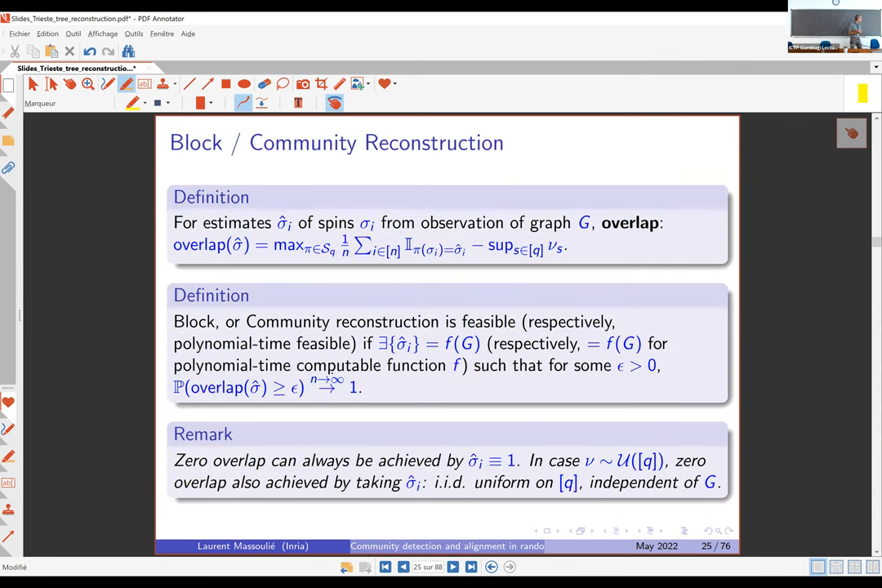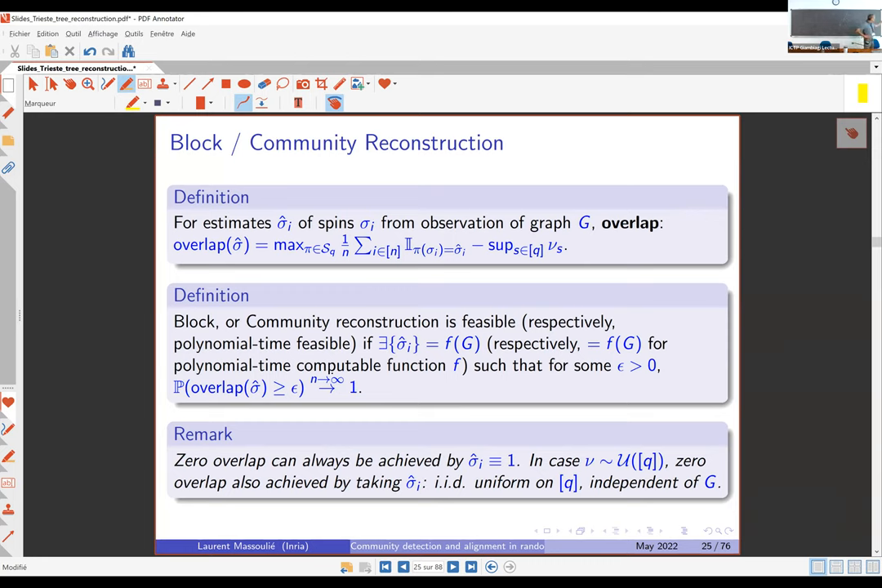Let's define our objectives in this framework. The first definition is that of overlap. The overlap between a vector of estimated spins, sigma hat i, the estimate of the spin at node i that I construct from my observed graph, and the true values of the spin is just a rescaled and centered evaluation of the number of values that I get right. I could count how many spins I get right, divide by n, so that's the fraction that I get right, and then subtract the supremum over s of nu sub s, so that if I say everyone has spin 1 or everyone has spin 10, I get 0 at best. That's to get something that becomes positive only when I do something non-trivial.